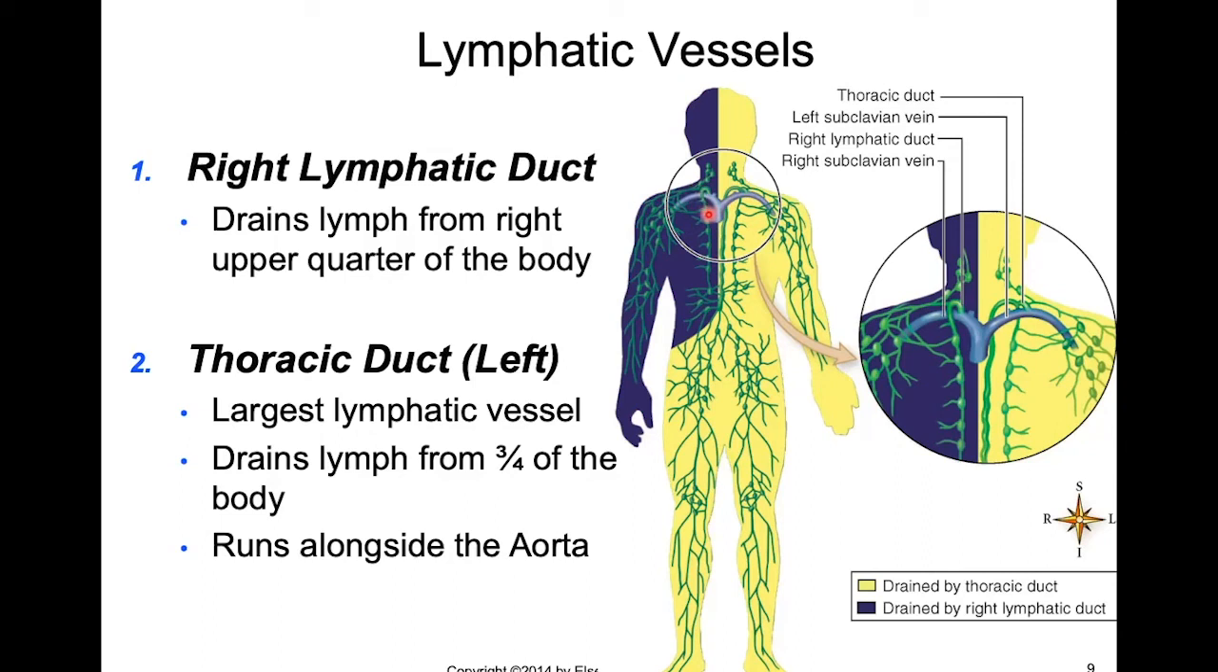As you can see in this image here, illustrated by the dark blue region, the right lymphatic duct is responsible for draining lymph from the upper right quadrant of the body. And so any structures located in the upper right quadrant would ultimately be drained back through the right lymphatic duct into the right subclavian vein.